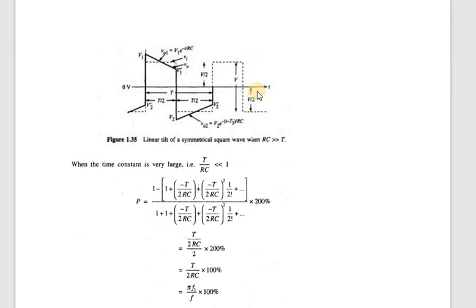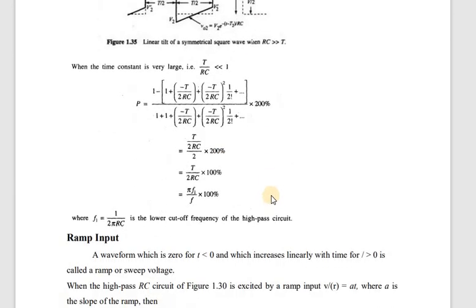So for the time constant RC much greater than T, you are going to find the equation. Overall, P = π f1/f × 100%. So the percentage of tilt can be given as π f1/f × 100, where f1 = 1/(2πRC). This we found in the last class, the lower cutoff frequency of a high pass RC circuit. Correct? I hope you are clear with this part.